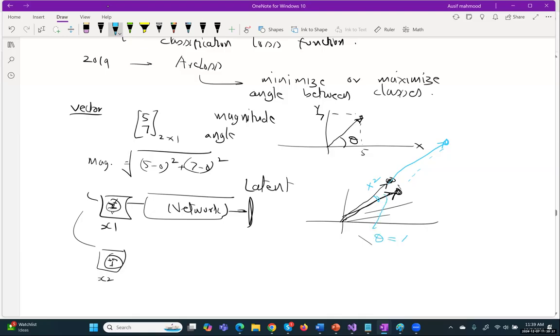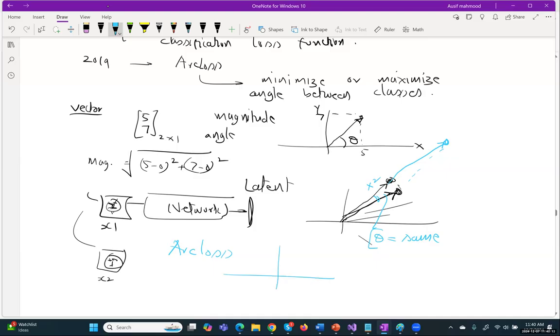The angle stays the same. So the idea is, if we are looking at different images that belong to the same category, the inventors of ArcLoss felt that we shouldn't be looking at the magnitude, because magnitude could be affected by, like I said, how the image was taken, even though it belongs to the same category. But if we focus on the angle, then it will be better.